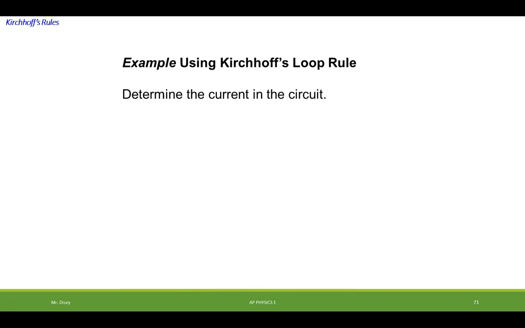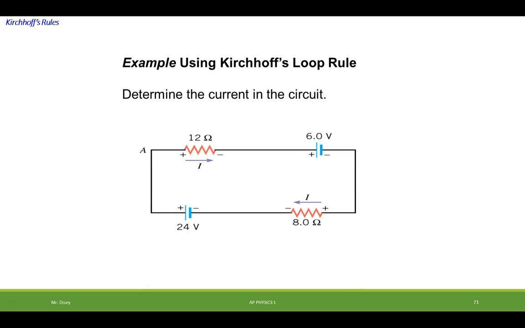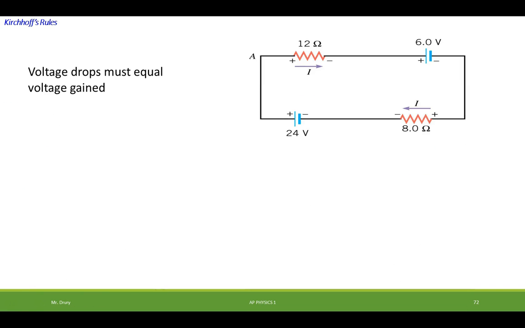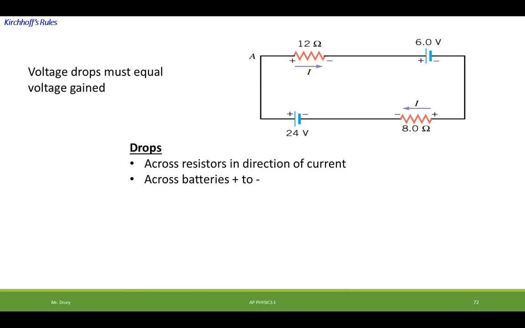Alright, so here's an example using the loop rule. We have a circuit here, and it has 2 batteries and 2 resistors. We know that voltage drops must equal voltage gains. So what actually is a drop? Drops occur across resistors in the direction of current. So if we choose the direction of current going this way, which is arbitrary, and we go across the resistor, we have a potential drop. When we go across a battery from high to low, it's also a drop.